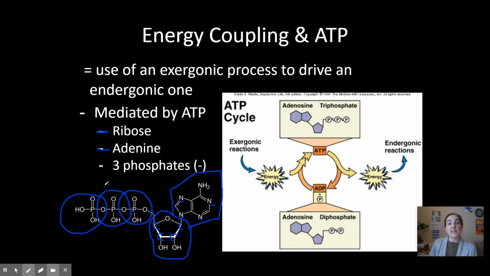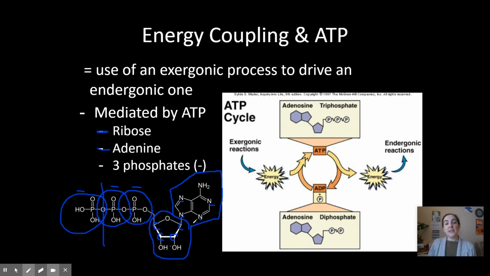And one of the reasons that this bond is good for storing energy is that these phosphate groups are all negatively charged. And if you remember, negatively charged things will repel other negatively charged things. And so it doesn't take too much energy to break this bond because these 2 are already trying to kind of push away from each other. And so it breaks off fairly easily, and the energy in that bond can be released.